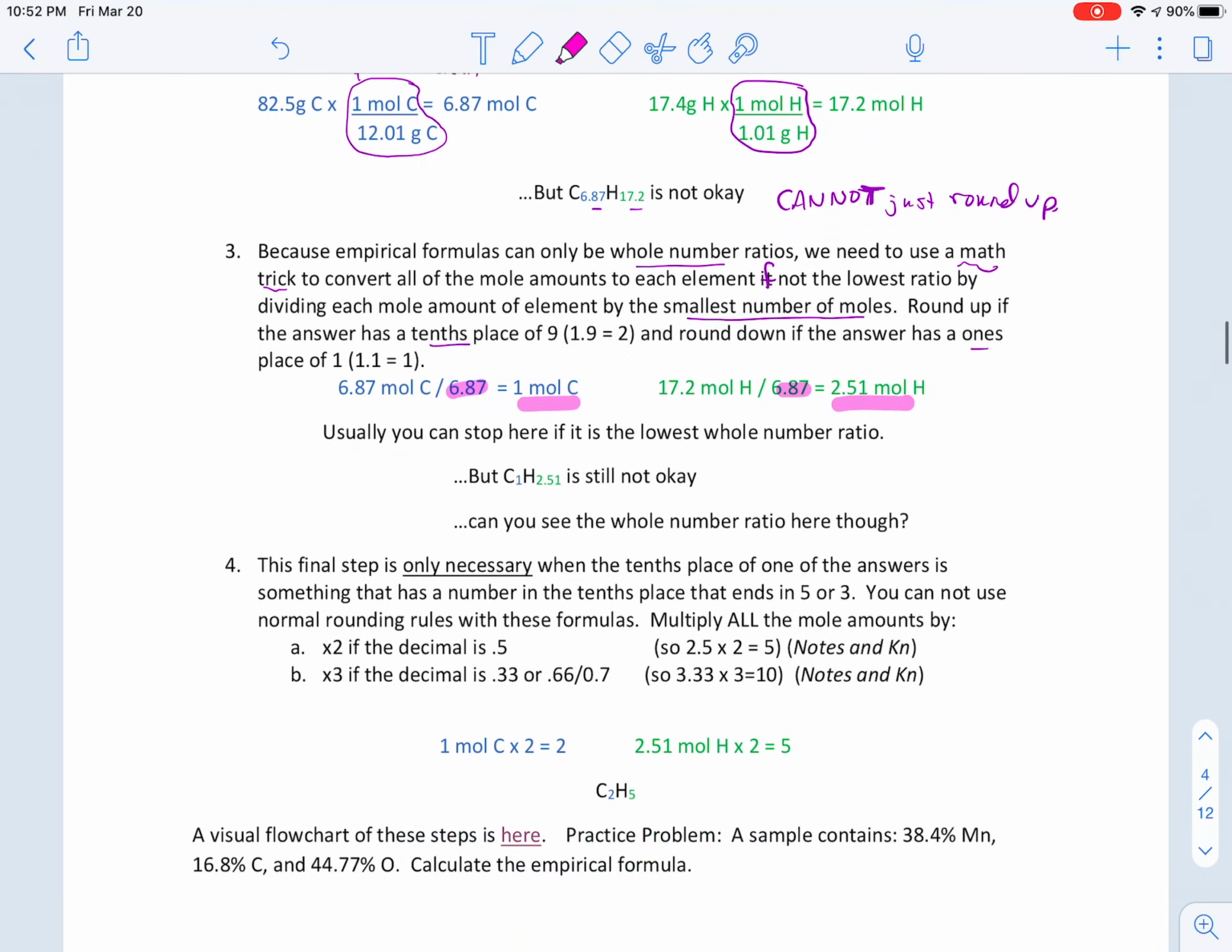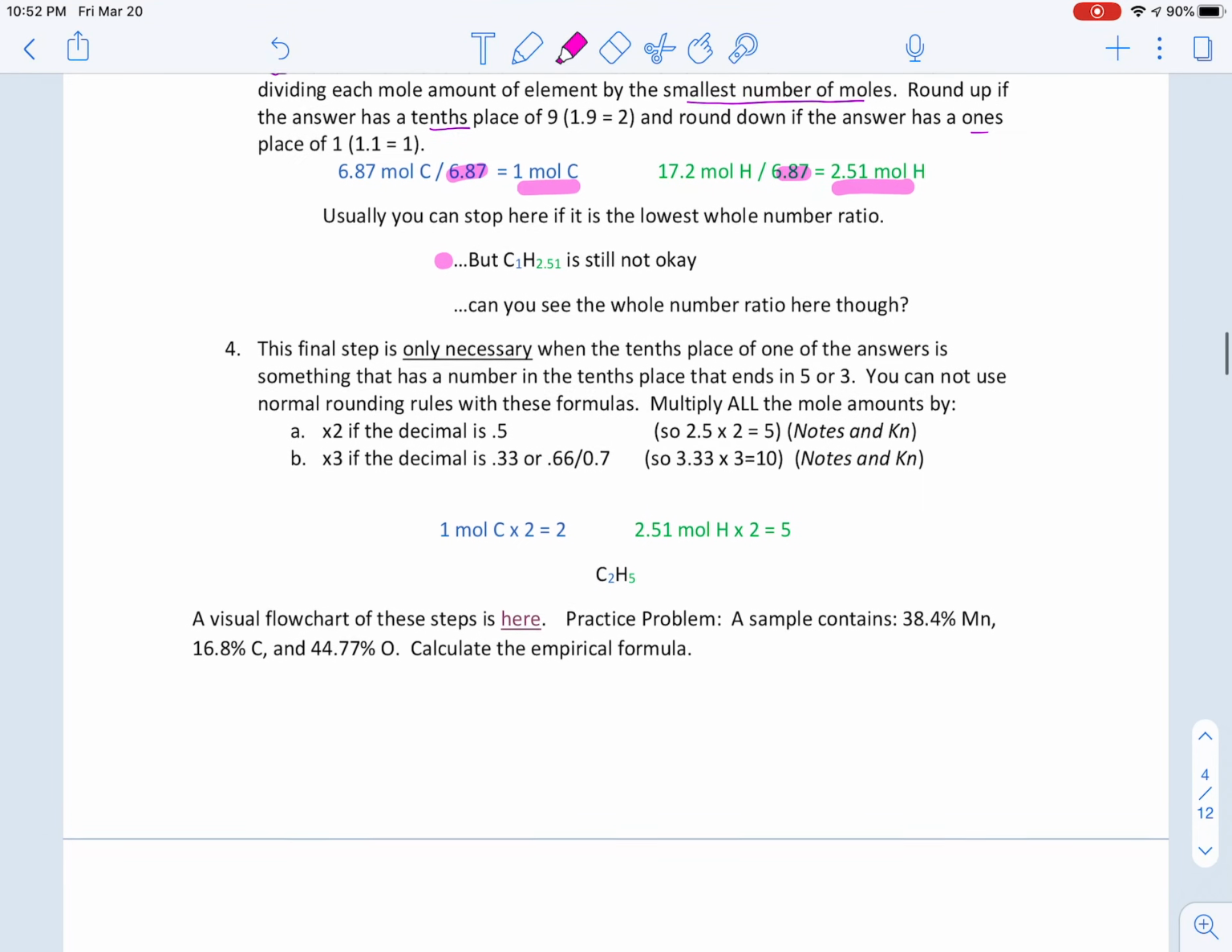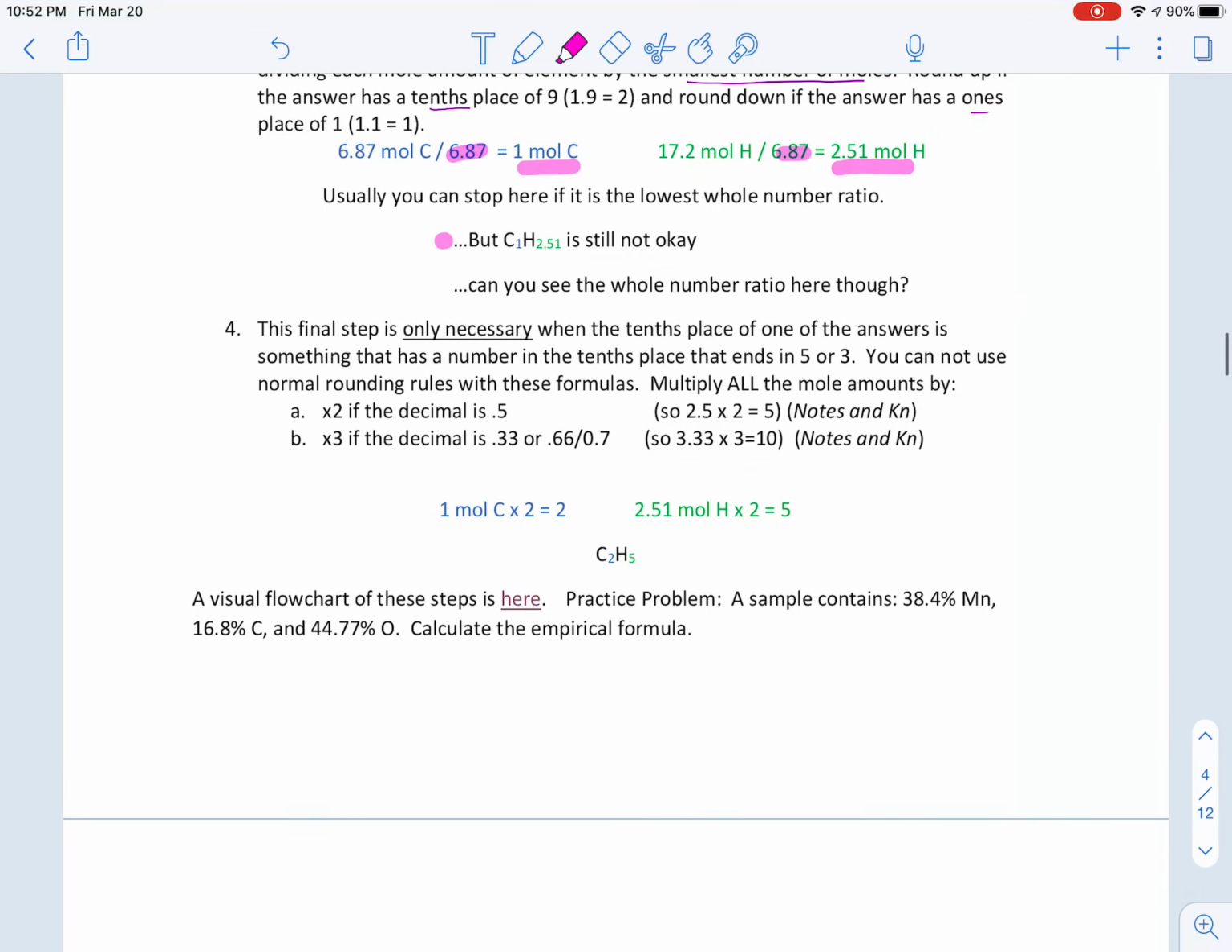Oh, look, I get a whole amount of carbon. That's awesome. So I'm most of my way there. Usually this works and you can stop right there. But in this case, and of course I picked an example that doesn't work out right, most of them will, it's still not okay. Can you see the whole number ratio? Can you guys see it? 1 to 2.5. It's going to be 2 to 5. It might be that simple for you.